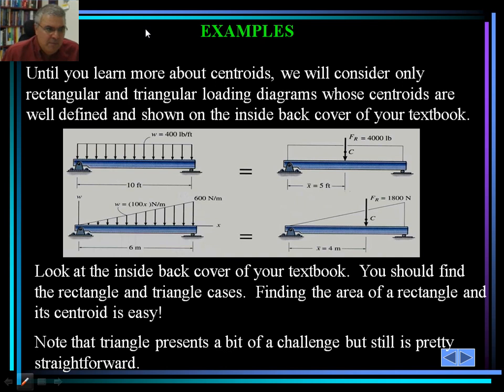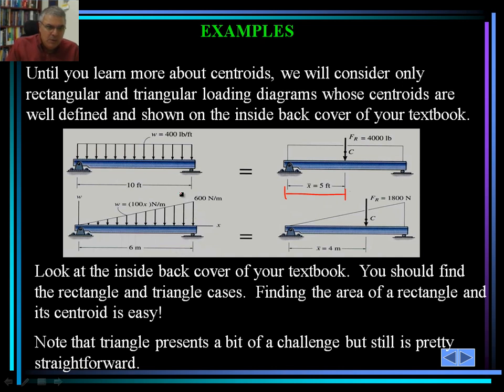So again, in this case, a 400 pound per foot load could be replaced by 400 times 10. That's 4,000, acting exactly at the center of the beam, which in this case is 5 feet away from the left-hand side or the right-hand side of the beam.